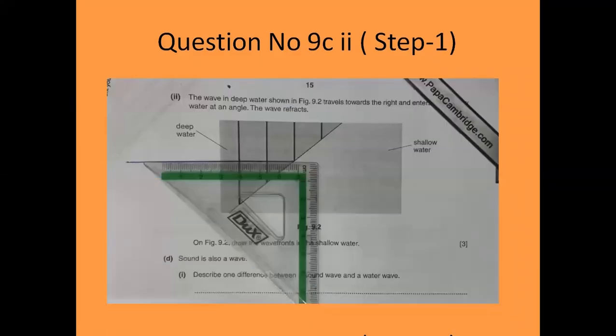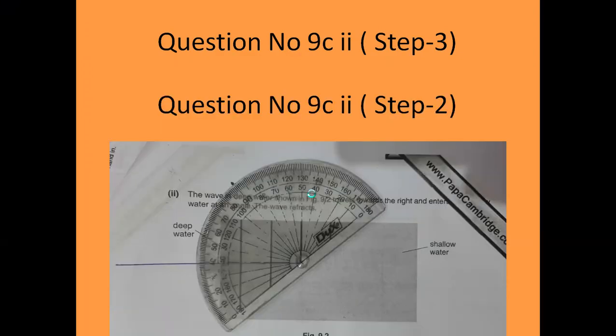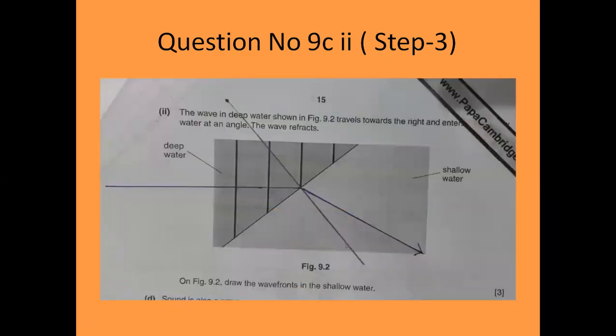Where this direction line touches the boundary between the deep water and the shallow water, at this point I will place a protractor. The crosshair of the protractor is at that point, and both the zeros are on that boundary. Now I will put a dot at 90 degrees because I want to draw a normal to this boundary. So put a dot here and then join it with the boundary, and that will be the normal. So here you can see I have drawn the normal.